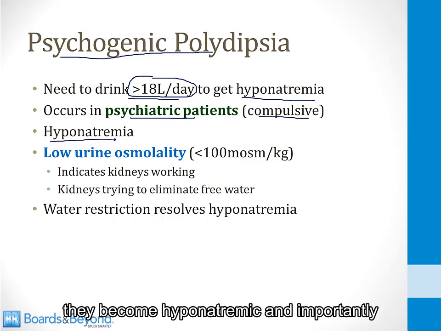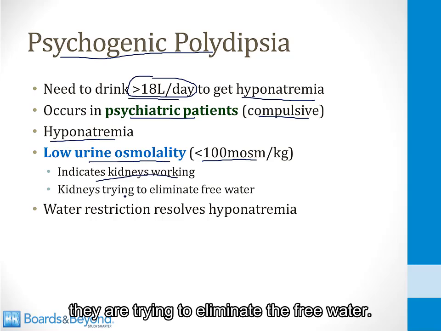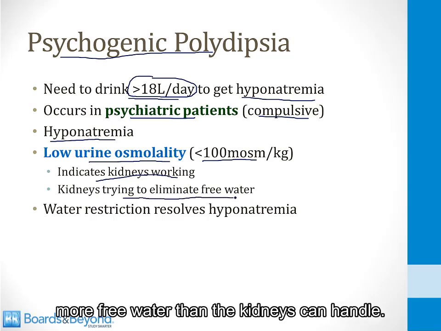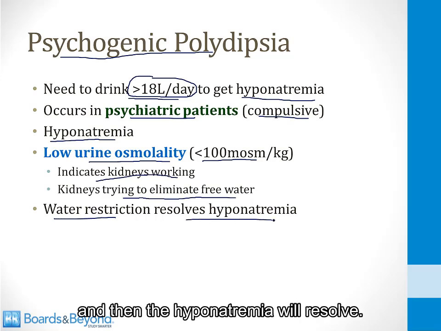They become hyponatremic, and importantly, their urine osmolality is low, less than 100. This indicates the kidneys are working. They are trying to eliminate the free water. The problem is that the patient is drinking more free water than the kidneys can handle. And it's very easy to fix this problem. You restrict the access to water, and then the hyponatremia will resolve.